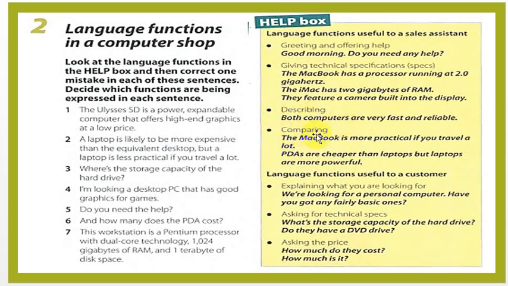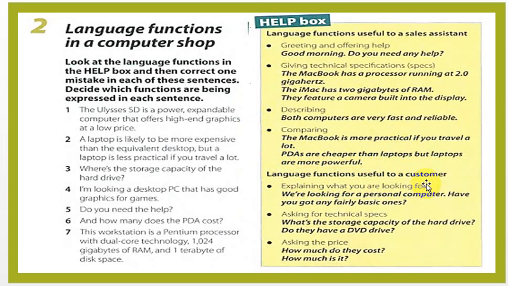This is a description. And comparing, the MacBook is more. Here, more. See, more. This word is a comparison word. When we want to compare two things, we use more or er at the end of an adjective. Okay, the MacBook is more practical if you travel a lot. PDAs are cheaper than laptops, but laptops are more powerful. See here once again, more powerful than PDAs. What is more powerful than PDAs? Laptops.